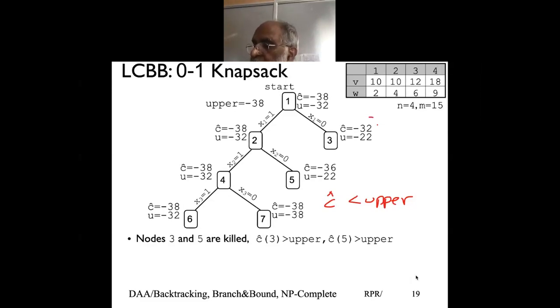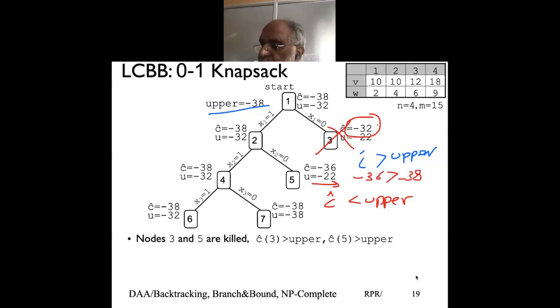Node 3, C hat is minus 32, my upper is minus 38. So for node 3, C hat is greater than upper, which is what we don't want. So we basically kill this node. Similarly for this node, minus 36 is greater than minus 38, which is my upper value. So we also kill this node. So we are left with only node 6 and node 7 to explore. Both of them are minus 38.